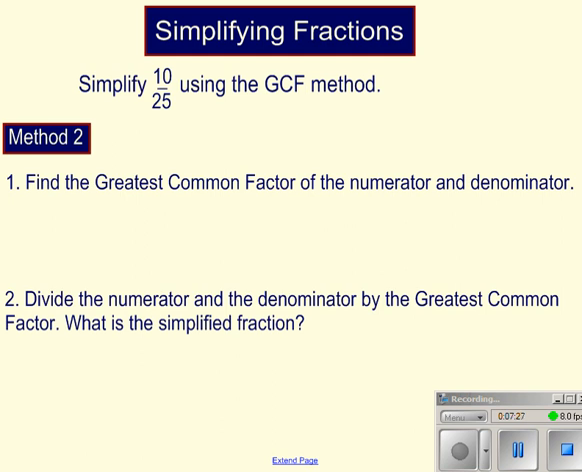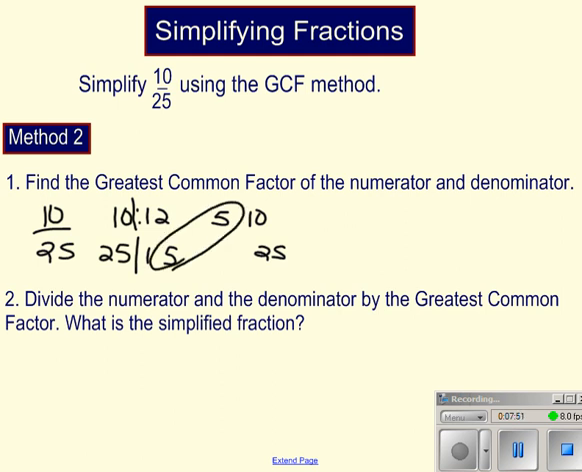Okay, so if we do 10/25, I'm going to do the list method. So I would have 1 and 10, 2 and 5, 3 doesn't go into it, 4 doesn't go into it, I already have my 5. For 25, 1 and 25, 2 doesn't, 3 doesn't, 4 doesn't, 5 and 5, so I have 1, 5, and 25. My greatest common factor would be 5. I do 10/25, divide by 5, divide by 5, 2/5. So my simplified fraction is 2/5.